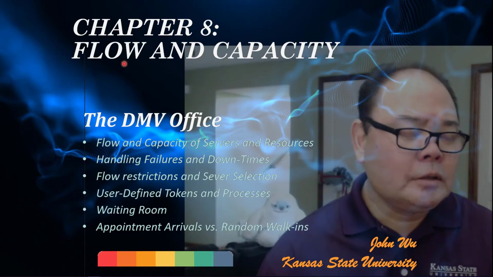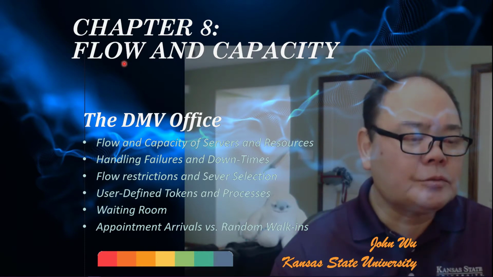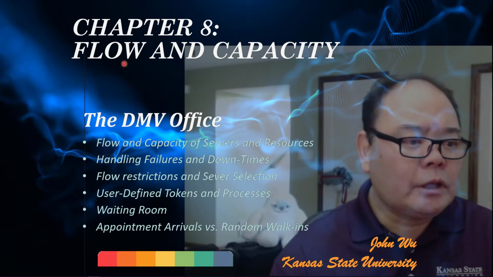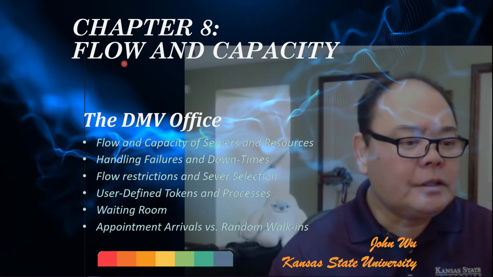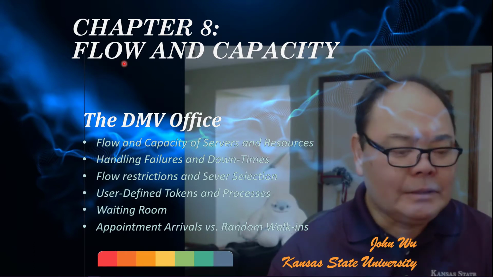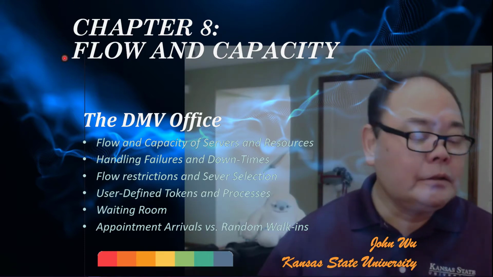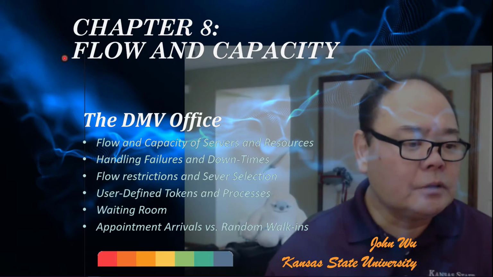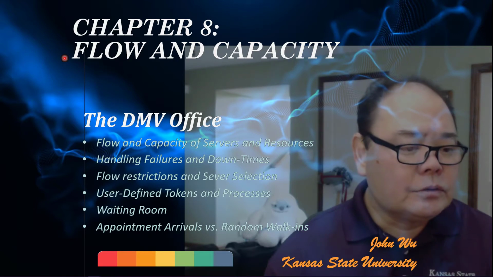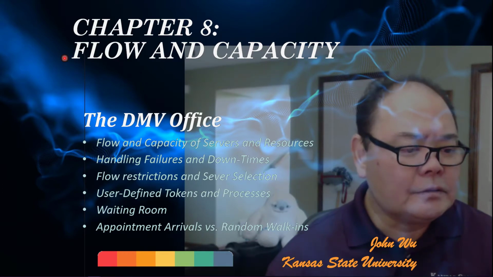Hello, everyone. Today we're going to start talking about Chapter 8 of our textbook, SIMIO Workbook, and we're going to discuss the flow and the capacity issues in the SIMIO model. The example we have for this chapter is a DMV office problem, and this is the place where you get your permits, renew your driver license, and get your new driver license.